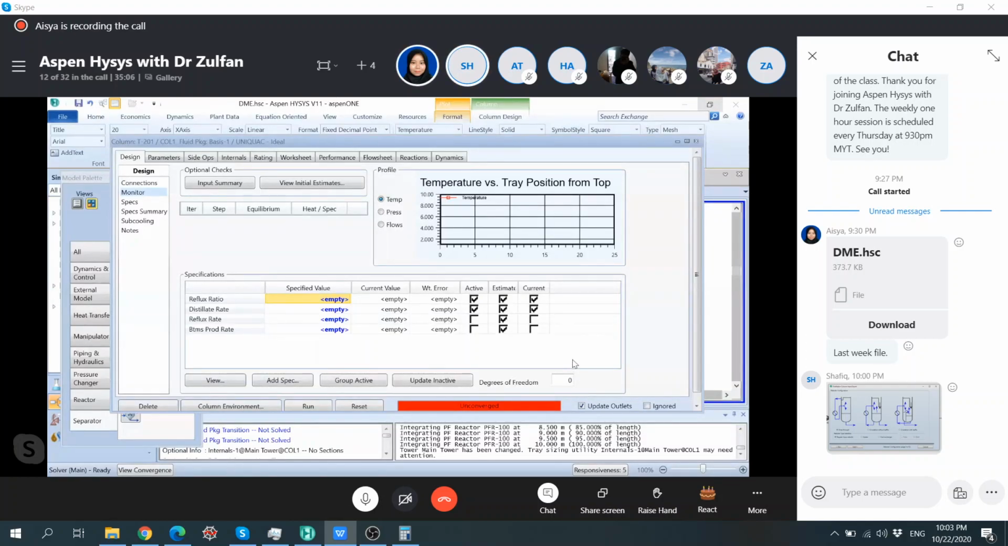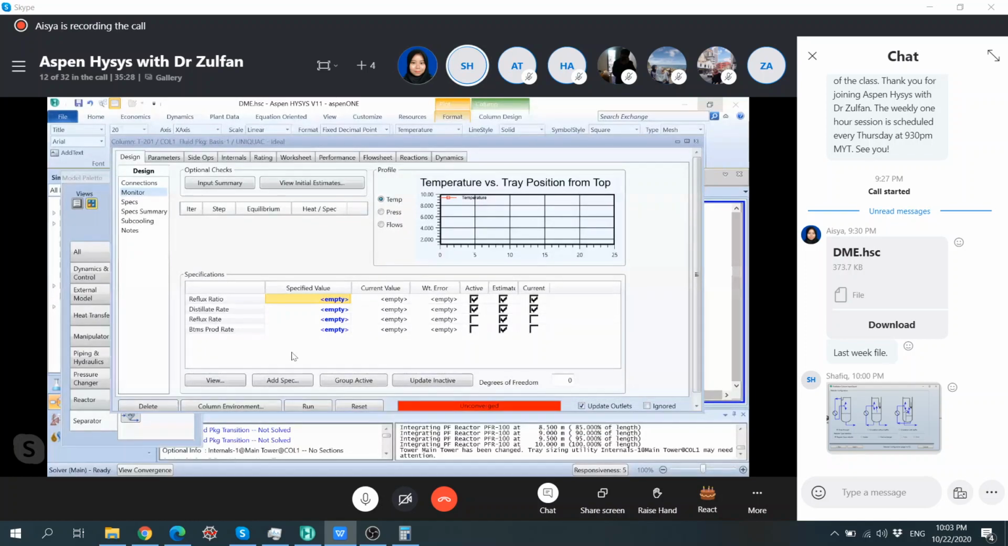Typically what we have in the plant is that we control the reflux rate, and also the temperature in the reboiler. That's what we typically control. In the simulation you could do that, but now let's do the easier one.